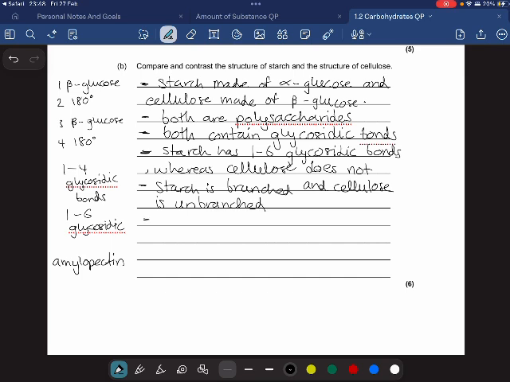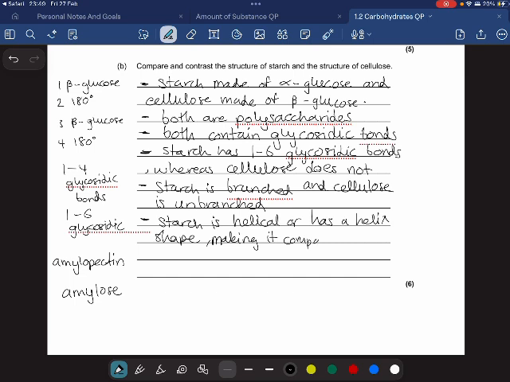There we go. And another thing is, because starch has amylose, amylose basically allows starch to have a helix shape. So we can say starch is helical or has a helix shape. We can even add, if we wanted to, making it compact. Whereas, you can say either one, cellulose is not helical, or is straight.